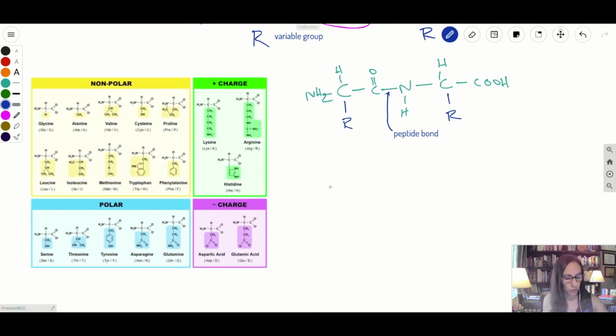Okay, so I'm going to write another way of saying protein is a polypeptide. Polypeptide means you have lots of amino acids strung together, and that's what a protein is. And each amino acid is held together by a peptide bond.